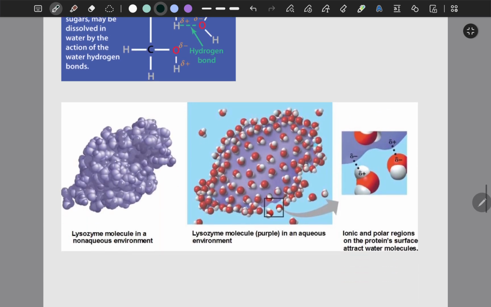You can see here the lysozyme, the enzyme in our saliva and tears. It has ionic and polar regions. So, you can see this hydrogen bond, right? So the hydrogen is attracted to a partial negative charge on the lysozyme molecule. So ionic and polar regions of the protein help in dissolving it. Okay.